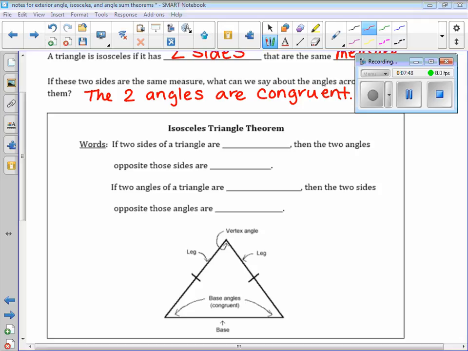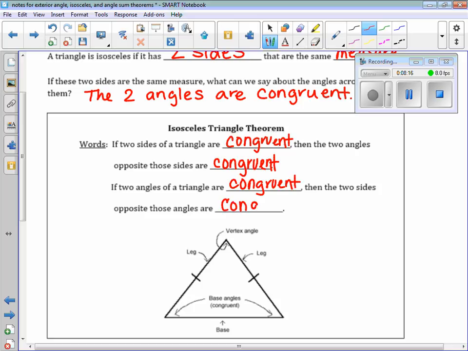So the isosceles triangle theorem says if two sides of a triangle are congruent, then the two angles opposite those sides are also congruent. And vice versa. If two angles of a triangle are congruent, then the two sides opposite those angles are also congruent.